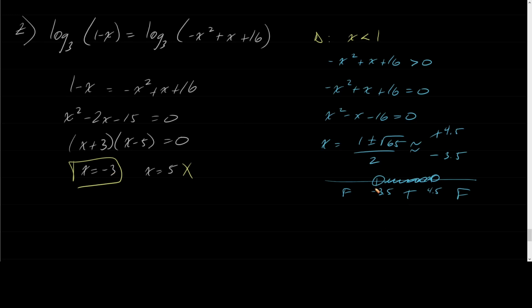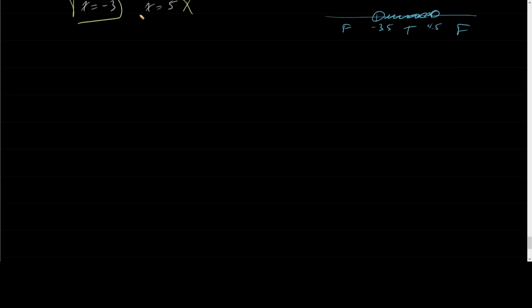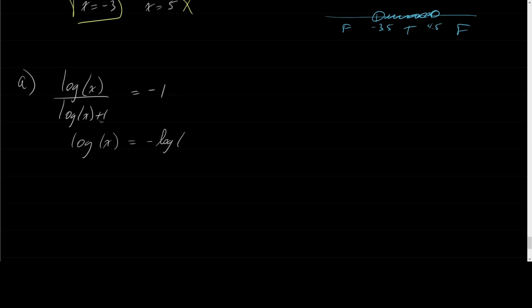So that was the alphabet. Let's do another one. A. This is technically A2, I guess, but I just write it as A. So if I have something like log of x over log of x plus 1 is equal to negative 1. Well, if I multiply log of x plus 1 to this side, then log of x has to be equal to negative log of x plus 1.